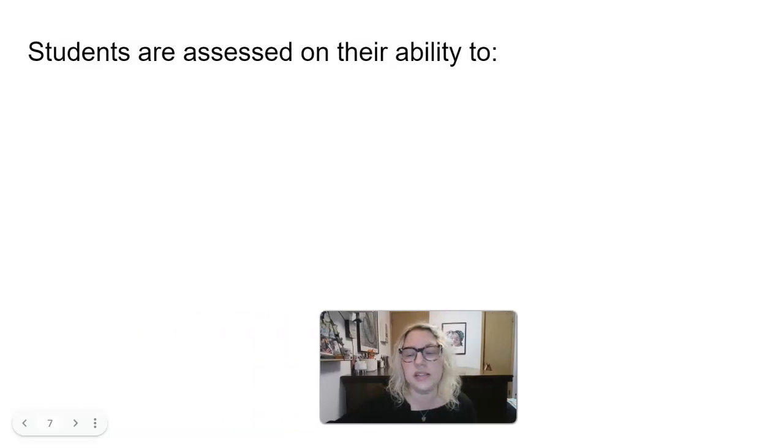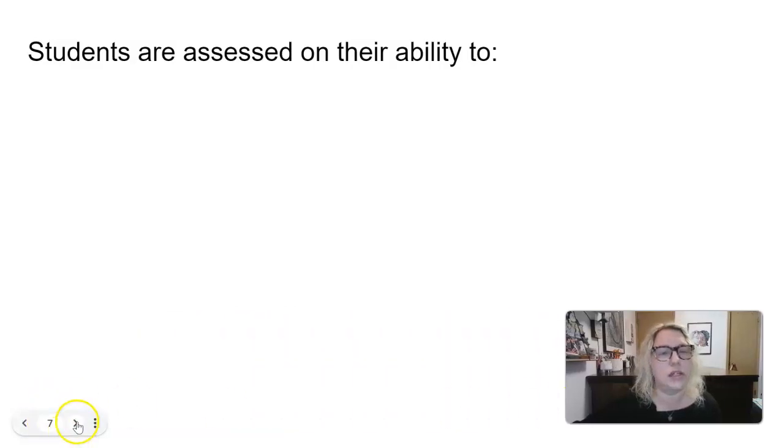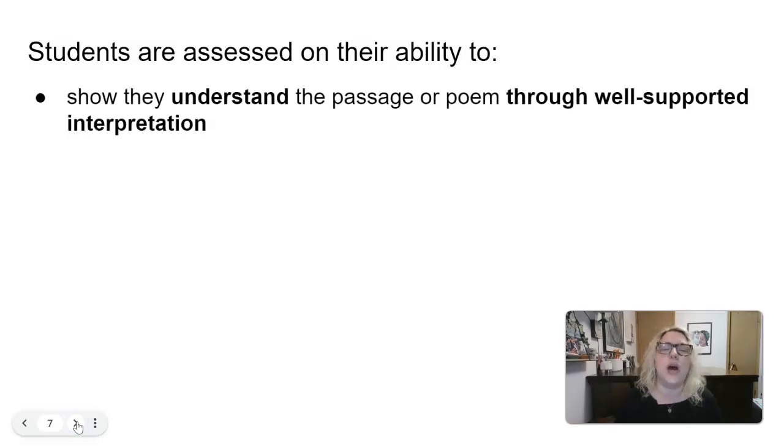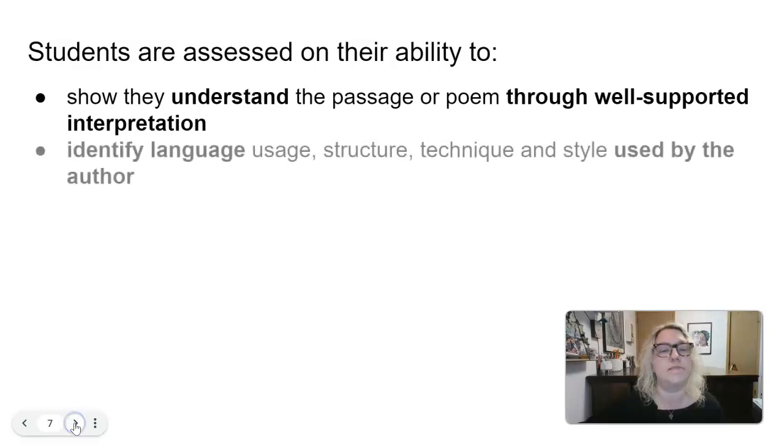You're going to be assessed on paper 1 on your ability to show you understand the passage or poem through well-supported interpretation. So you'll be using text to support your interpretation. It'll be short quotes from the passage to support any assertion you make about the meaning.